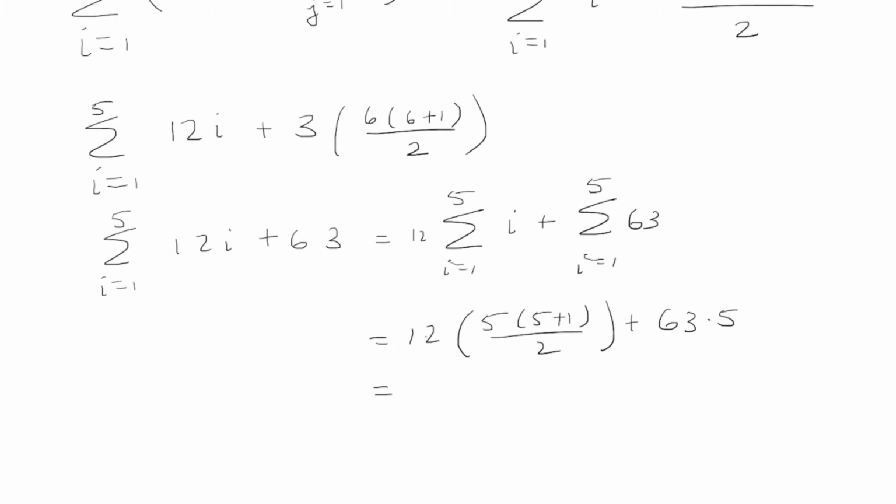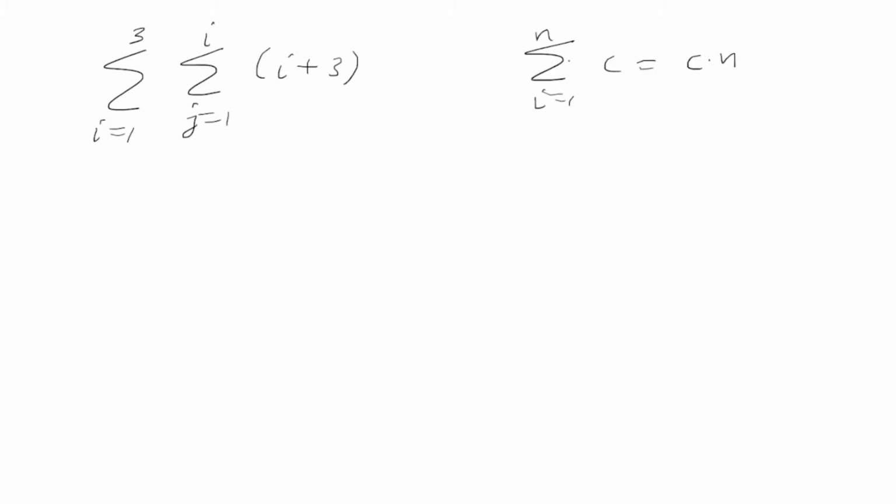So this will be 12 over 2 is 6. So it's 6 times 5 is 30, times 6 is 180. And then 63 times 5 is 315. Adding this up, we get 495 as our answer.